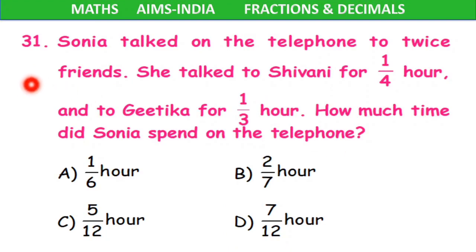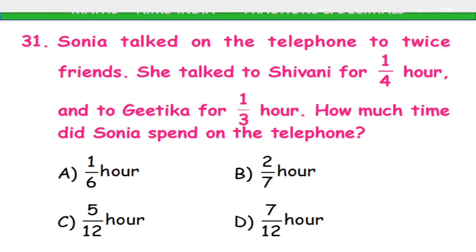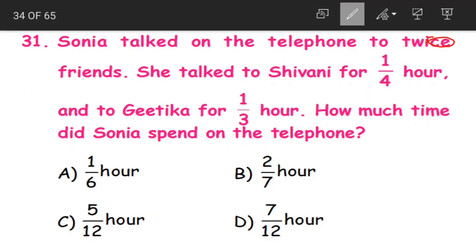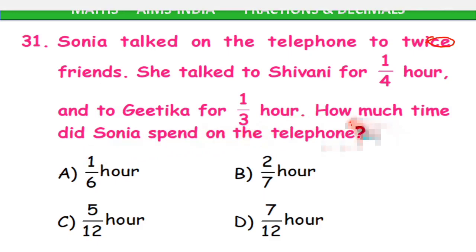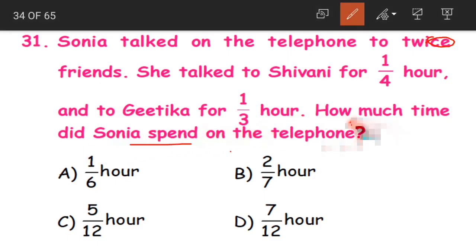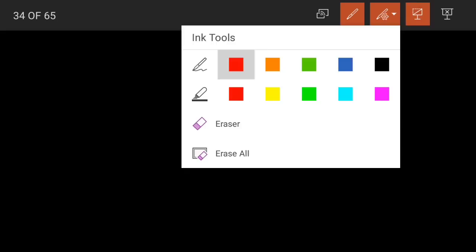And coming to the last question for today, question number 31. Sonia talked on the telephone to 2 friends. She talked to Shivani for 1/4 hour and to Geetika for 1/3 hour. How much time did Sonia spend on the telephone? A simple question, children. What should we do? We should add both the times. Yes, first she talked for 1/4 hour and then she talked for 1/3 hour.